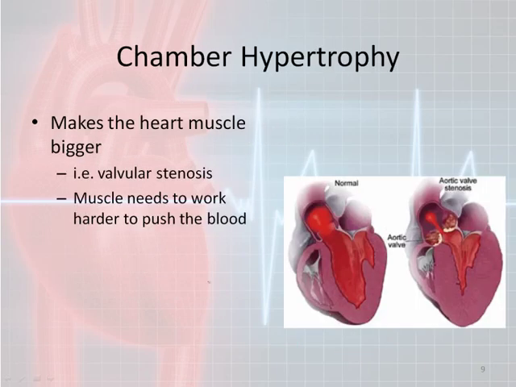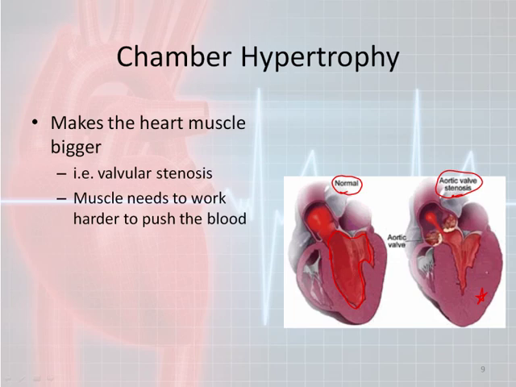When we talk about chamber hypertrophy, what we're talking about is enlargement of the muscle itself. In this case, you can see here, due to an aortic valvular stenosis, the muscle on this side is much thicker than the muscle over here in the normal heart. Like I said before, another problem that you end up with is you have this really nice chamber over here that has a capacity to hold a lot of blood in the left ventricle.